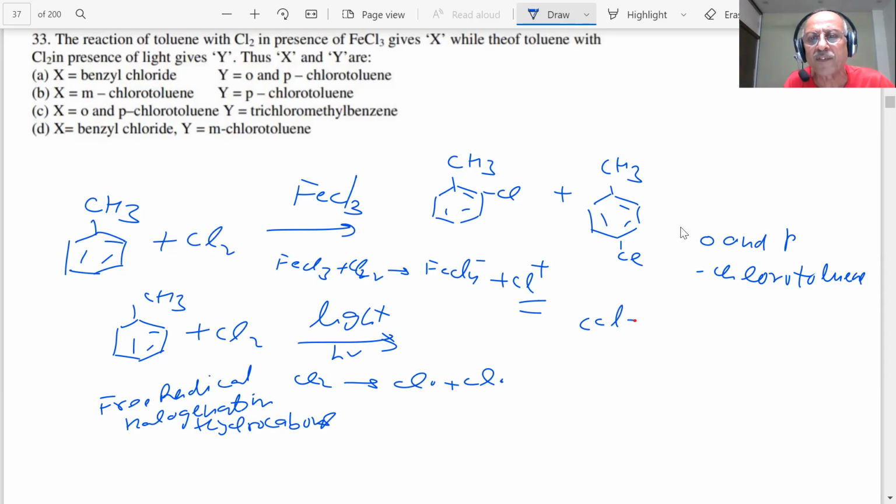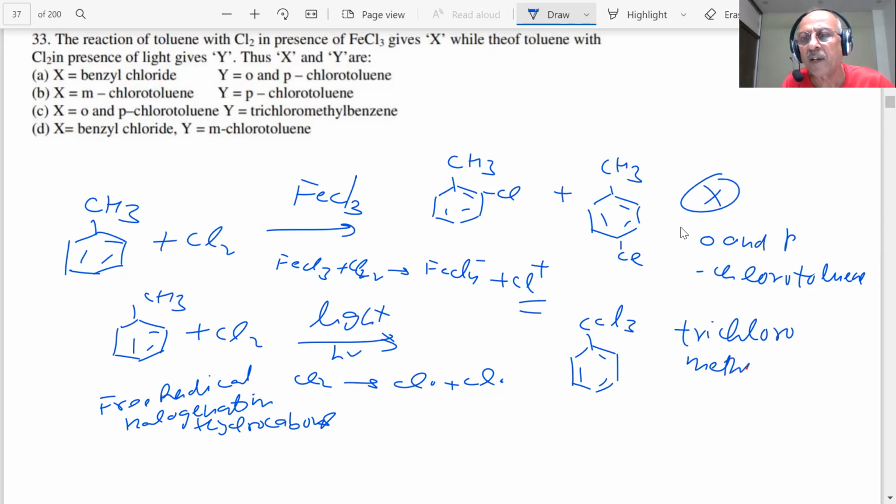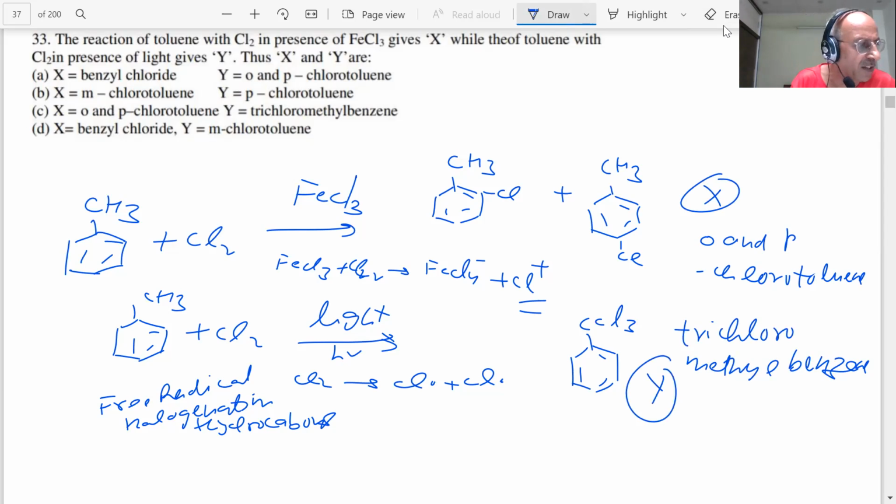So what are you going to get? CCl3. 3 hydrogens can be replaced and the result will be this compound. So what is this? This is trichloro, this is our Y, trichloromethyl benzene. So X and Y, what is the correct answer for 33, student?